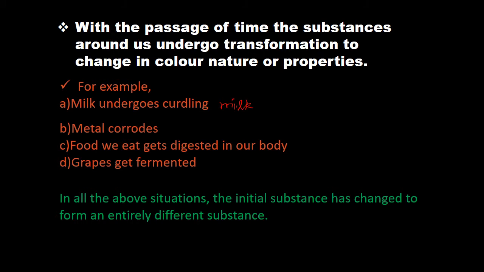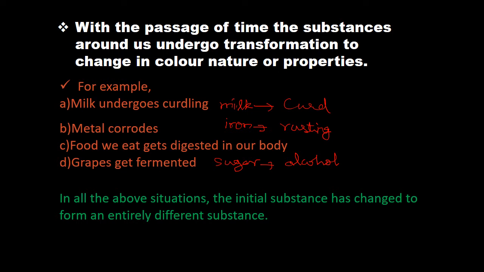Here, milk will change to curd. What happens to a metal? Metal will corrode. For example, you can take the example of iron. Iron undergoes rusting due to exposure to air and moisture. Then the food we eat gets digested in our body. Grapes get fermented. There is sugar in grapes that changes into alcohol. These are the changes happening in these substances.